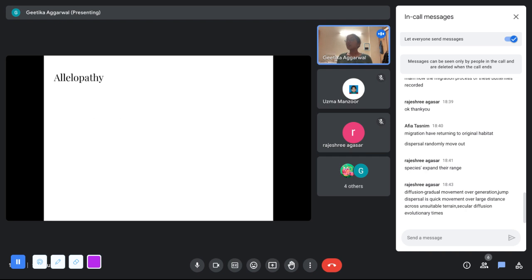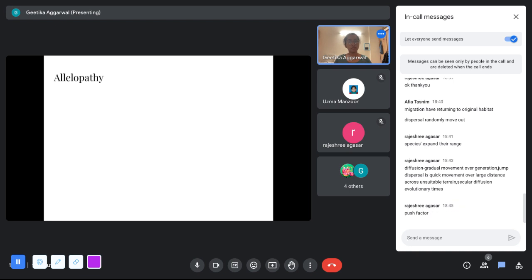Okay, so let's come to allelopathy. Can you guys tell me what is allelopathy? You must be aware of this term. It was discussed even during the week and also before that. It's a push factor. That is correct. But what is it? Like, how does it happen?